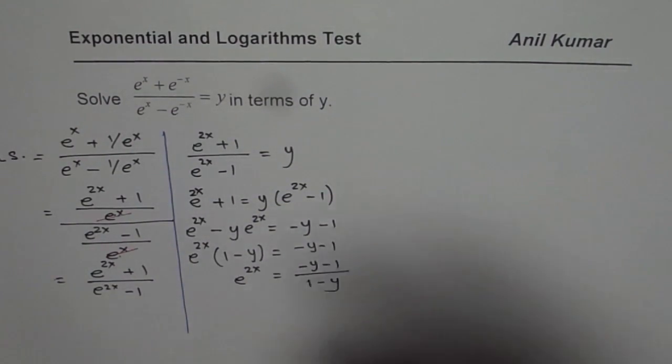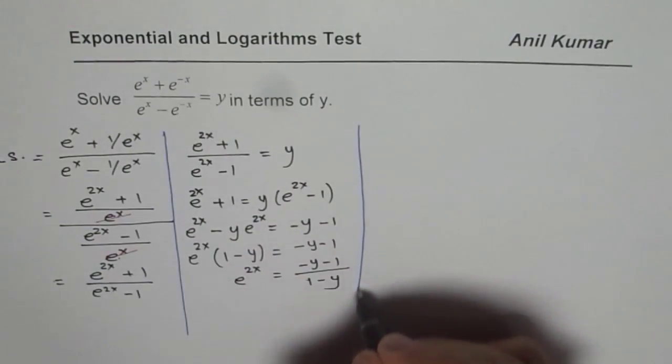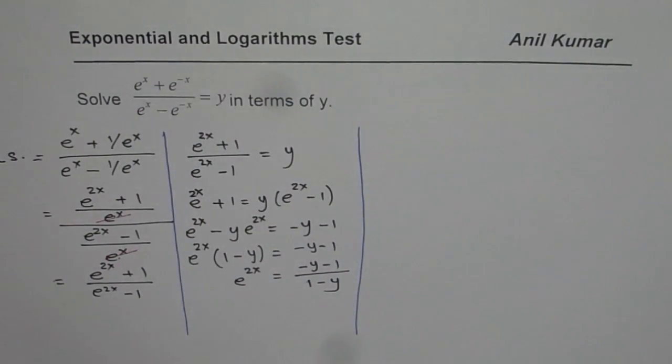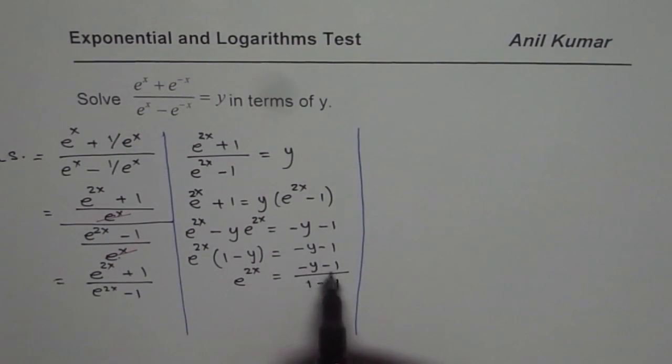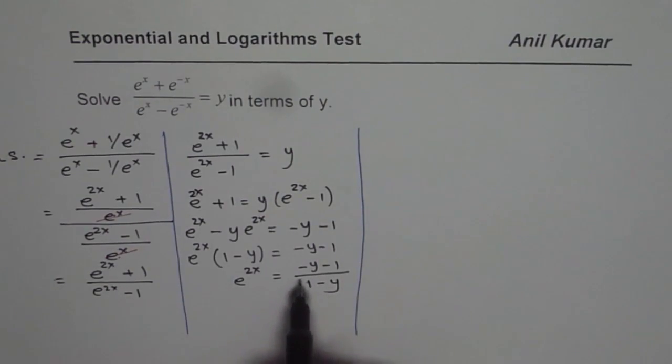So we have at least isolated e to one side. Now to solve further, we need to use logarithms, correct? Anyway, since there are a lot of negatives here, we can take the negative common.